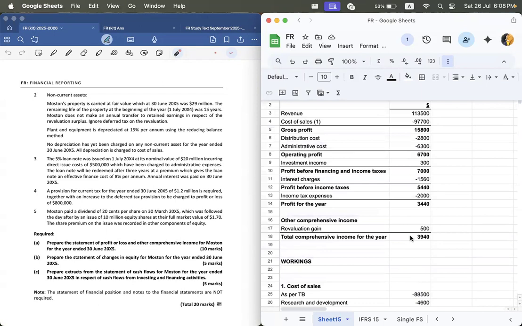So it shouldn't be taken to SOPL. That's the basic rule. It's an IFRS rule. They have wrongly taken it into the administrative cost, which we corrected now.